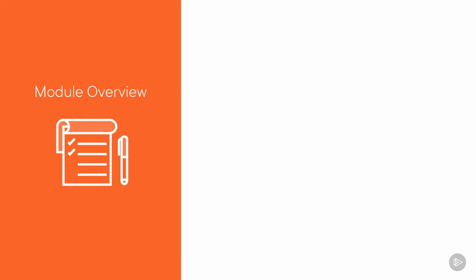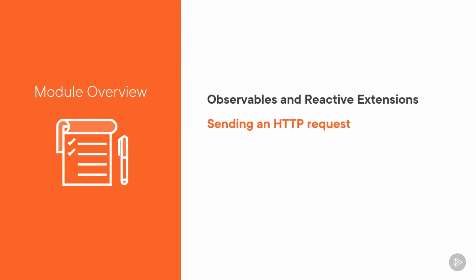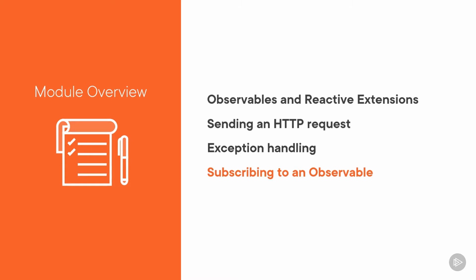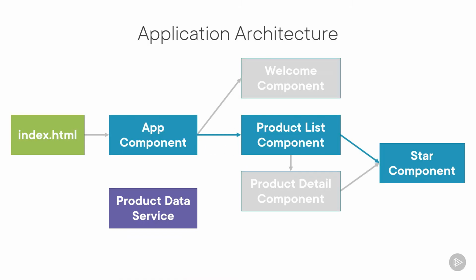In this module, we begin with an introduction to observables and the reactive extensions. We then examine how to send an HTTP request and map the result to an array. We add some exception handling, and we look at how to subscribe to observables to get the data for our view. We finished the first cut of a product data service in the last module, but it still has hard-coded data. Now we'll replace that hard-coded data with HTTP calls. Let's get started.